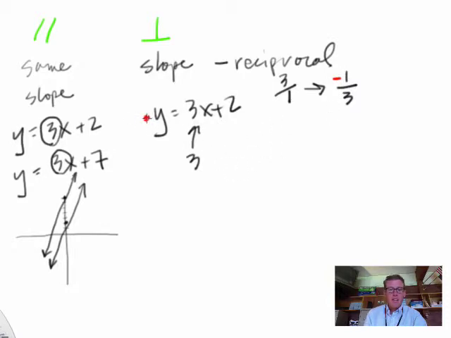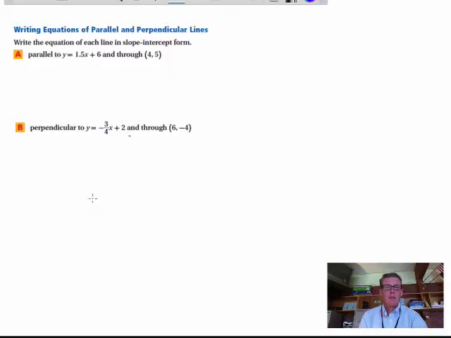All said, if I start off with this line and I want a perpendicular line, that new equation will be y equals negative 1/3 x, and then it could be plus 2 or plus 5 or plus 18. It doesn't matter. Let's just say it's plus 1. What that'll give us is a line that comes in and hits the second line and forms a perfectly 90-degree angle. Okay, let's take a look at an example and figure out what some of this stuff means.